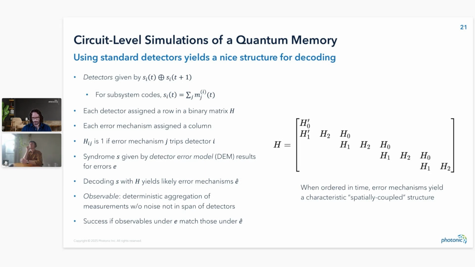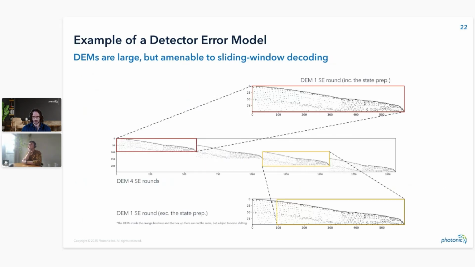Okay, so that's detector error models, circuit level simulations at a high level. When you actually go and produce one of these detector error models for, say, a SHYPS code, this is, I believe, the 49 qubit SHYPS code and 4 rounds of syndrome extraction, you see this kind of characteristic spatially coupled structure that I described earlier. These boxes in red and yellow here are 1 round of syndrome extraction.